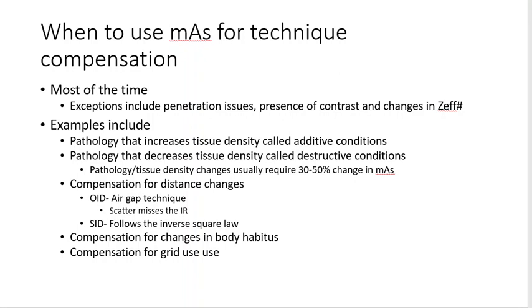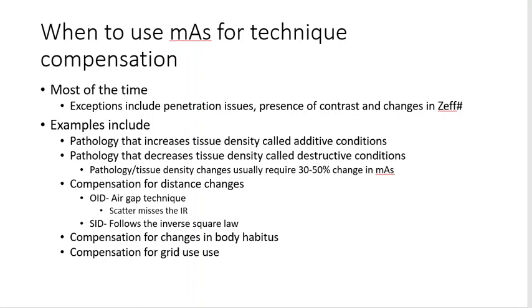Excuse me. If you change from 40 to 72 inches, the same thing happens, but it's not quite a double, so your change in intensity is not going to be quite 4. It's going to be 3.24. So you need to make a change to your exposure in the same magnitude. You go from 40 inches to 72 inches, you need to increase your mAs by a factor of 3.24. You go from 72 inches to 40 inches, you need to decrease your mAs by a factor of 3.24.